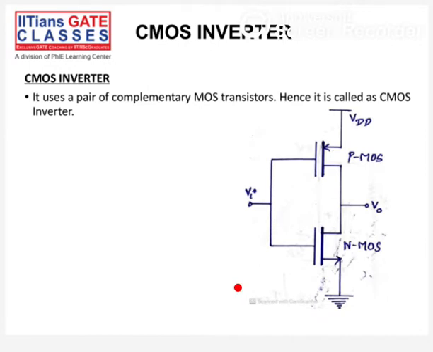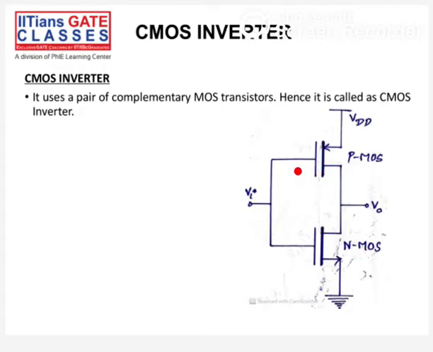Now we'll come to today's class theory. That is the CMOS inverter. The CMOS inverter looks like this. The diagram is shown in the figure. It has one PMOS and one NMOS device. Two devices we have in this circuit.